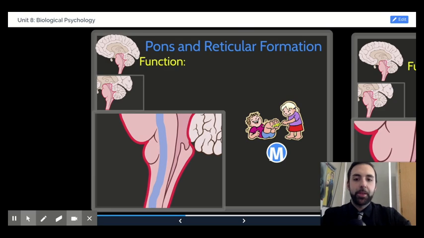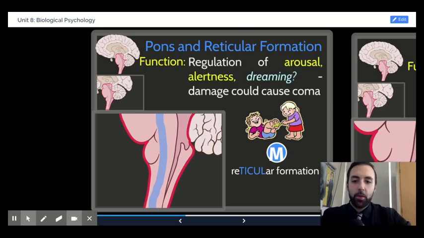The first region is called the pons and reticular formation. They're actually technically 2 separate regions. I do just group them together, though, because I think they have such a similar functionality that any question where pons is the answer, you could equally answer that question with reticular formation. And as a result, I simply just group these 2 together because of their similar functionality.